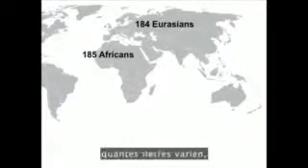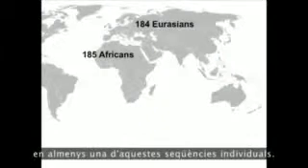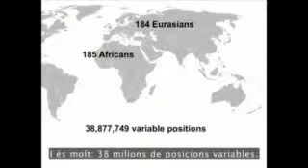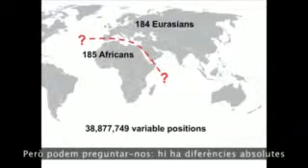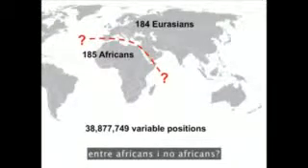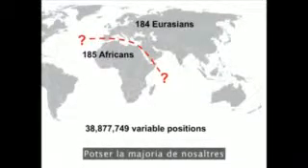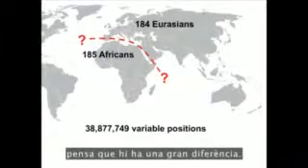And we can begin to say how much variance do we find, how many letters vary in at least one of those individuals sequenced. And it's a lot, 38 million variable positions. But we can then ask, are there any absolute differences between Africans and non-Africans? Perhaps the biggest difference most of us would imagine existed.